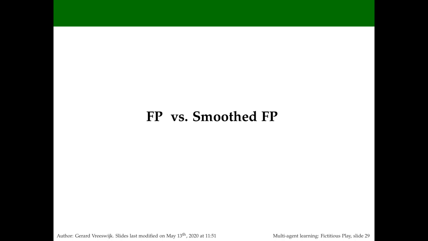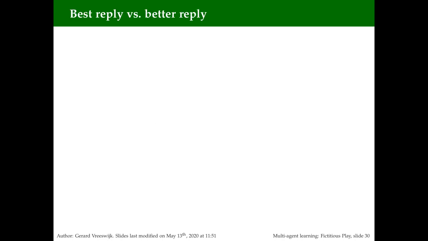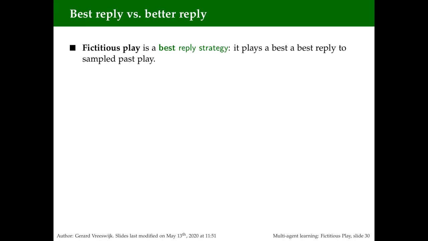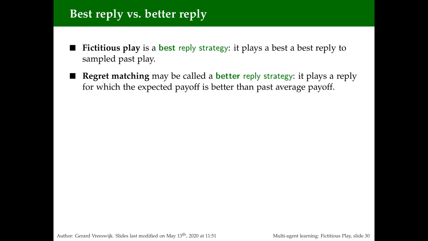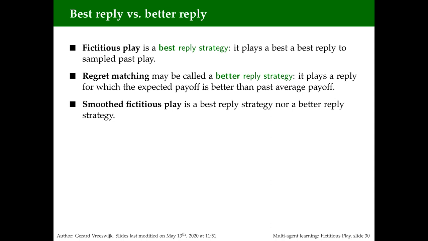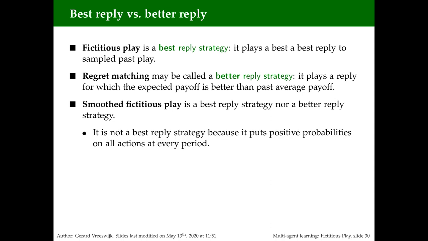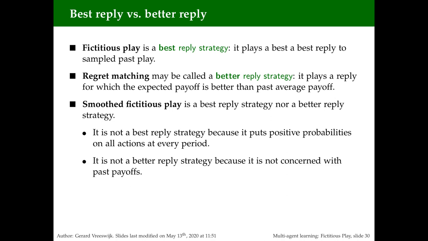Now, to compare fictitious play with smoothed fictitious play and exponentiated regret matching, first, Peyton Young makes a distinction between best reply and better reply strategies. He argues that fictitious play is a best reply strategy because it always plays a best reply to sampled past play. And regret matching may be called a better reply strategy because it plays a reply for which the expected payoff is better than past average payoff. Now, smoothed fictitious play is neither of the two. It's not a best reply strategy because it may put positive probabilities on suboptimal actions, and it's not a better reply strategy because it's not concerned with past payoffs.